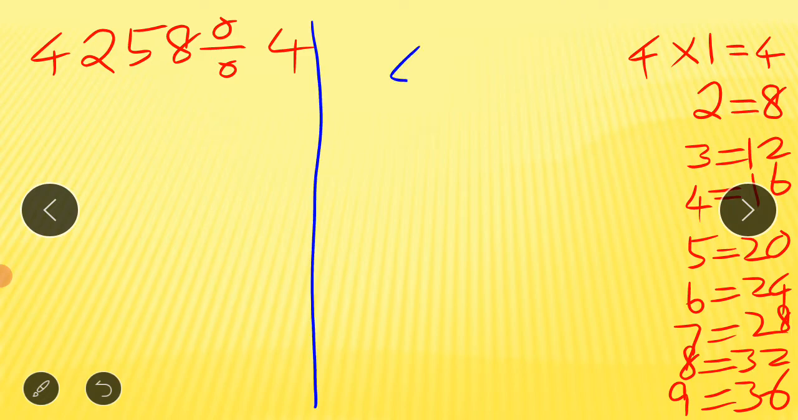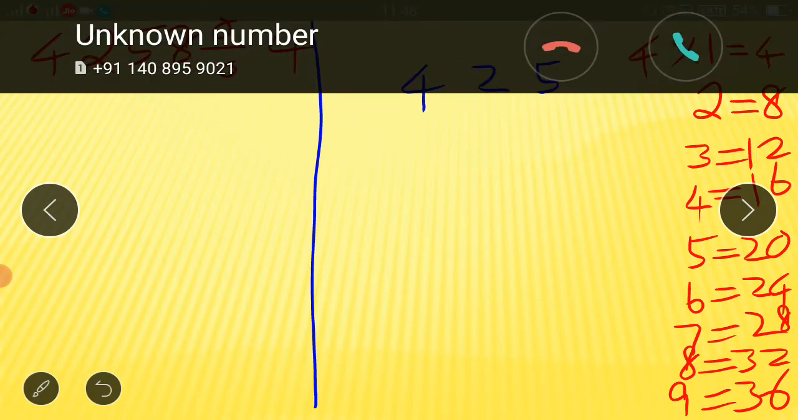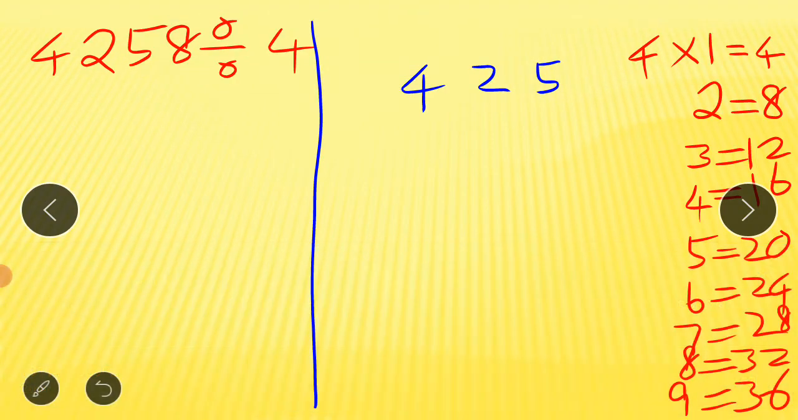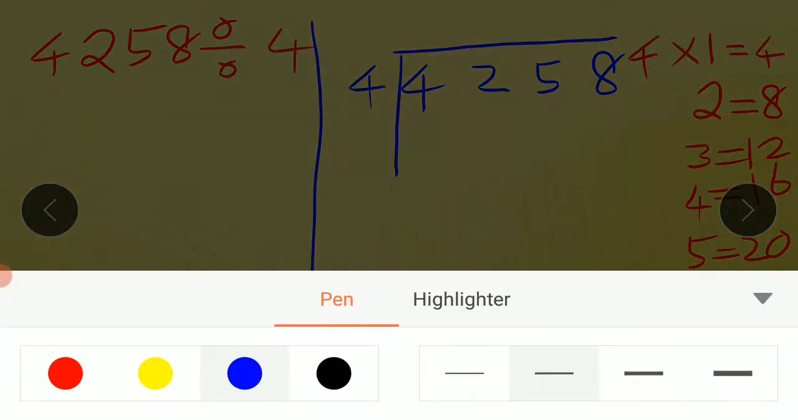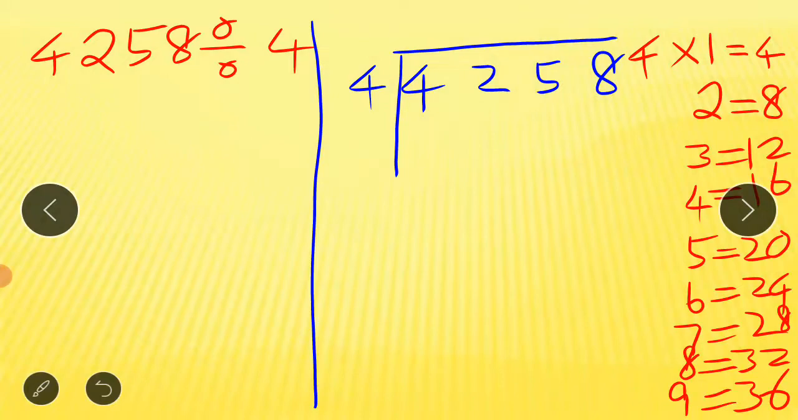When you write the number, leave a little space for each digit. The dividend which we copy, 4258, is going to be divided by 4. So now we are getting into the steps. This is long division. So take the first digit.